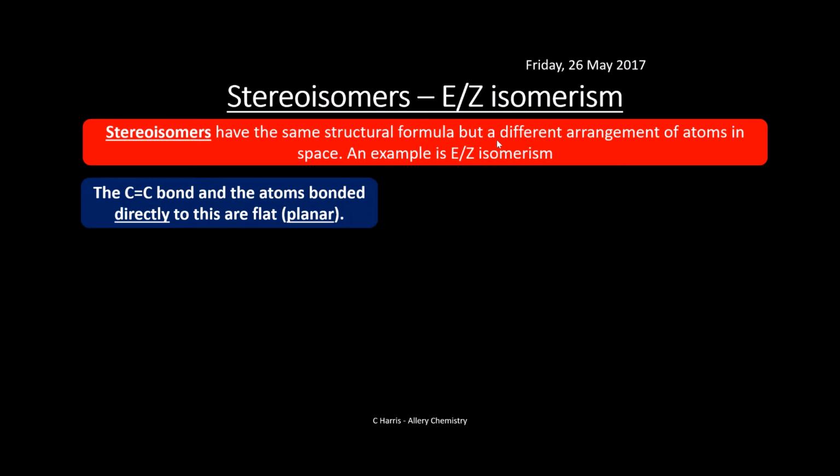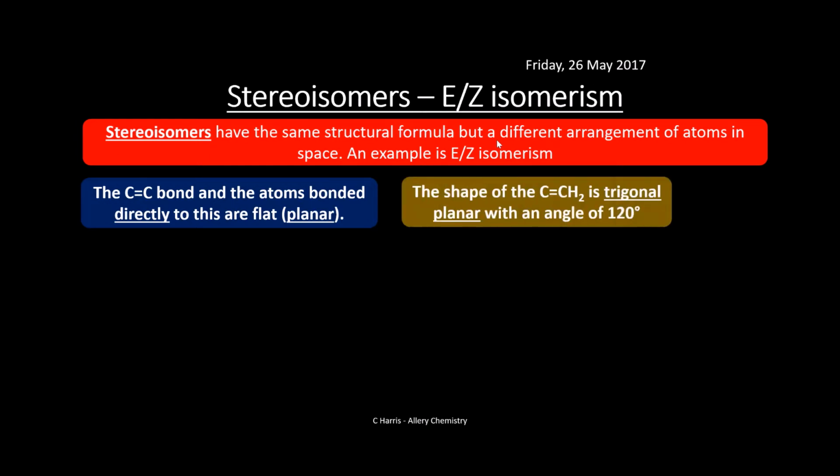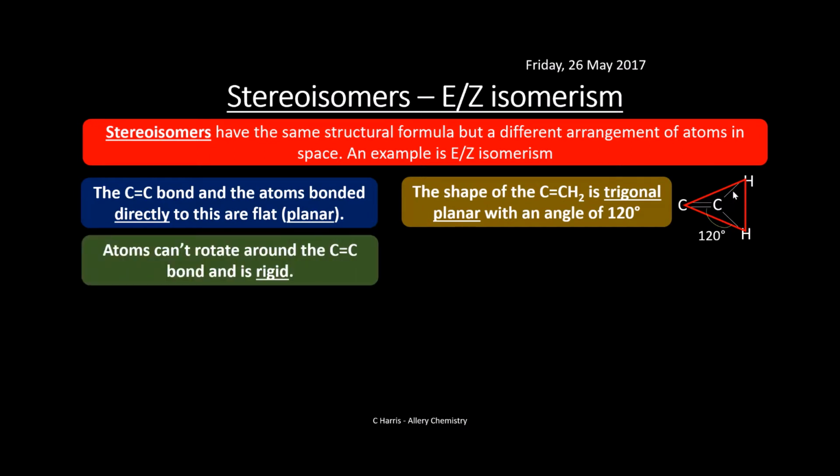Now, we need to know a little bit more about how we get this. It happens in alkenes, and you can see we've got this C=C double bond, and the atoms bonded directly to this are actually flat. They're planar, and you might have seen that before as well. So the shape of it is actually trigonal planar, with an angle of 120 degrees. You can see here, there's the C=C double bond, and the hydrogens attached to it, and this is 120 degrees. The atoms can't rotate around this double bond because the bond is actually rigid.